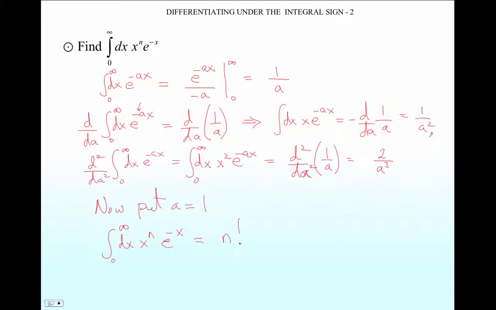You can see that for a equal to 1, looking over here, we have the integral of x e to the minus x is 1. Looking over here, you see that the integral of x squared e to the minus x is 2, having put a equal to 1 here. And in general, it is n factorial.